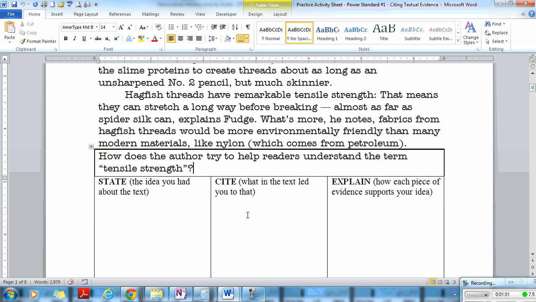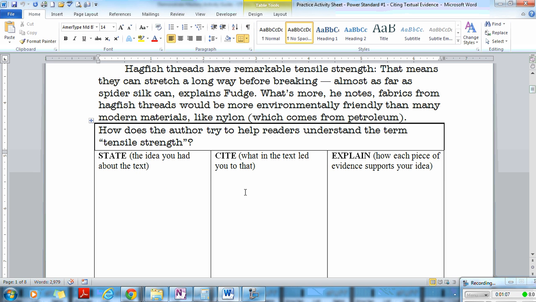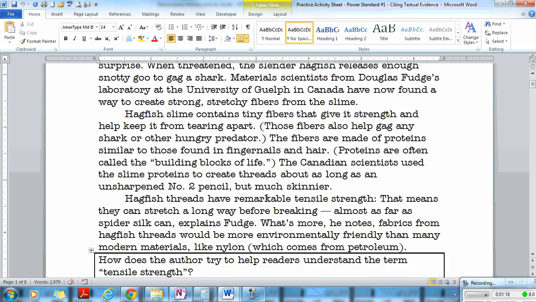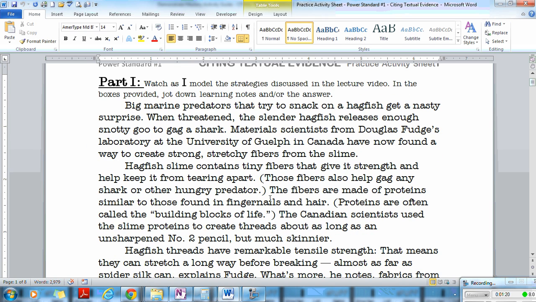So remember our state, cite, and explain method for citing textual evidence. We're going to state our idea that you had about the text. We're going to then cite what in the text led you to that, and then we're going to explain how each piece of evidence supports your idea. So here we go. Big marine predators that try to snack on a hagfish. I'm underlining hagfish because I don't know what a hagfish is. Maybe it has something to do with tensile strength.